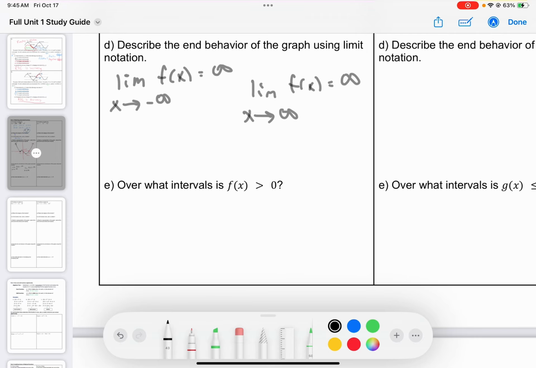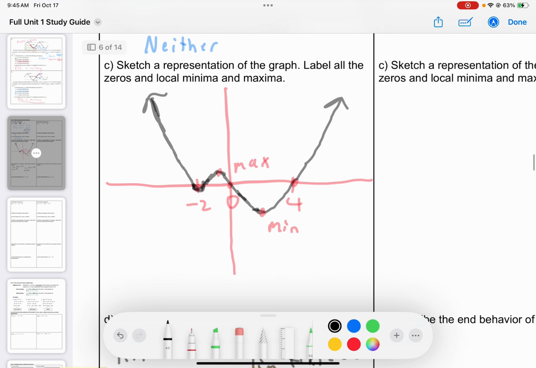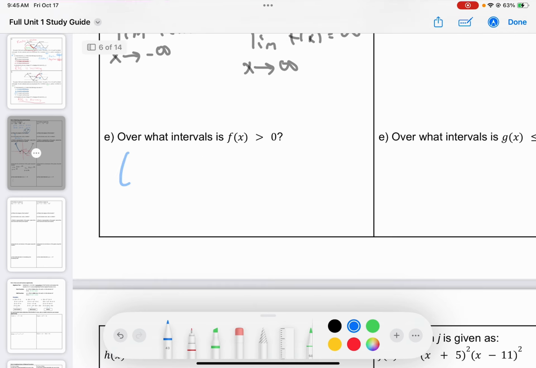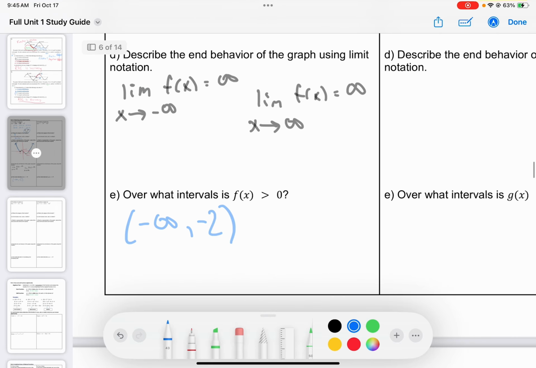Oh man, a lot of questions on this. All right, on what intervals is f of x greater than 0? Well, clearly from here to here. So that's negative infinity to negative 2. I'm going to use parentheses here because this is just greater than, not greater than or equal to. Where else are we? From, sorry, positive 4 to infinity. So we're also going to include positive 4 to infinity.